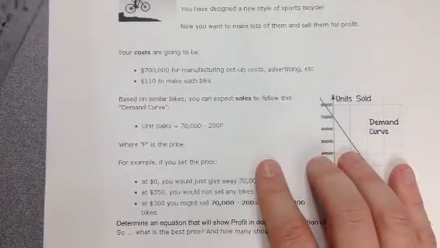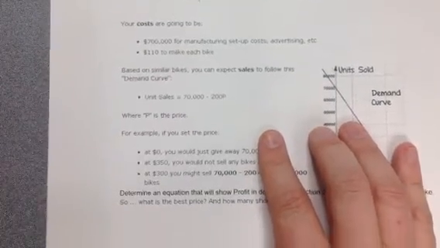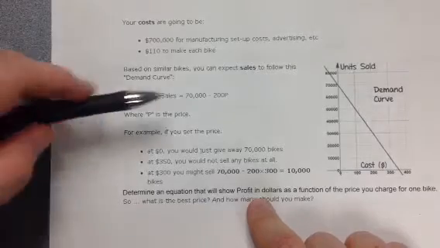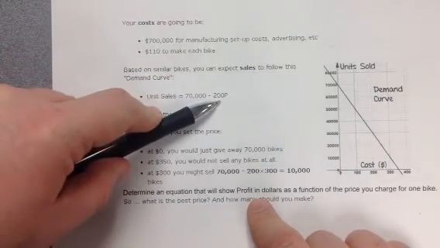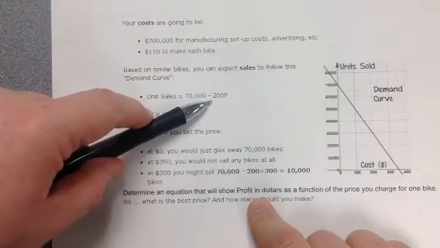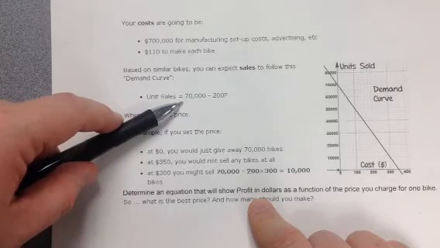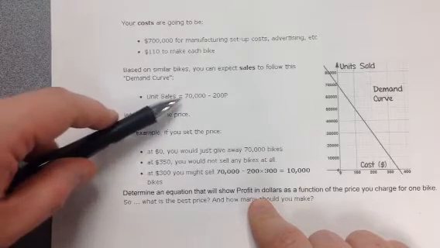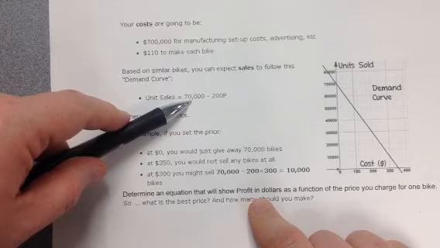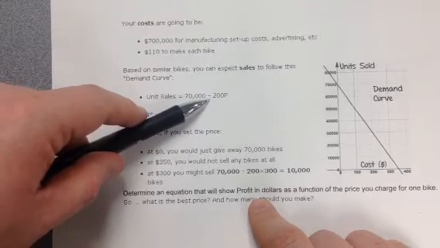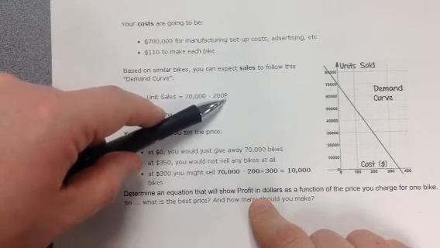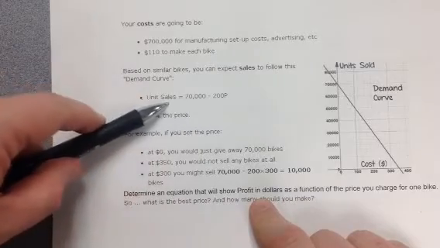Here's some other information. We've done some research and established that depending on the price, we're going to lose 200 bike sales from an initial 70,000 bikes. In other words, we can give away 70,000 bikes. That's how many we're able to make. But we would lose 200 bike sales for every dollar increase in price. So that's a linear function.